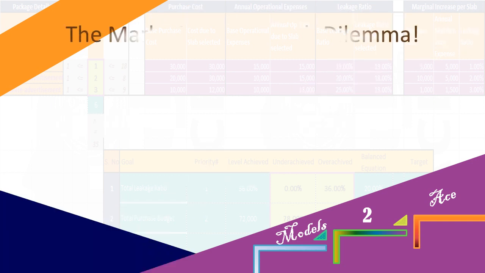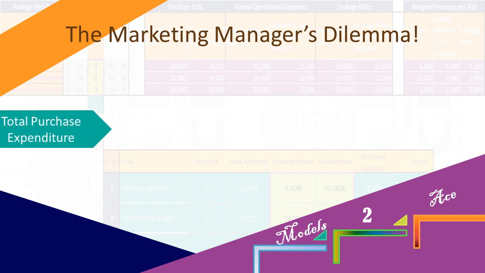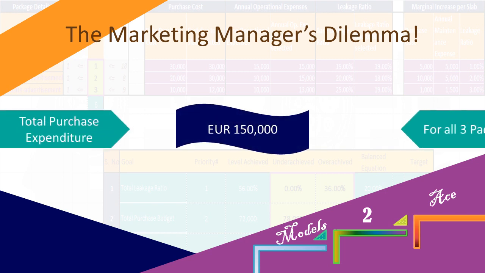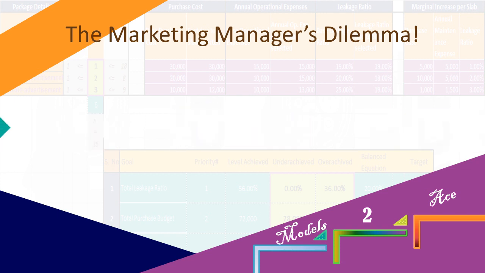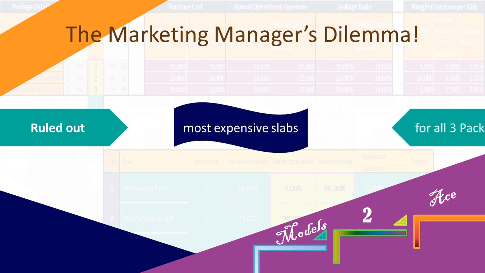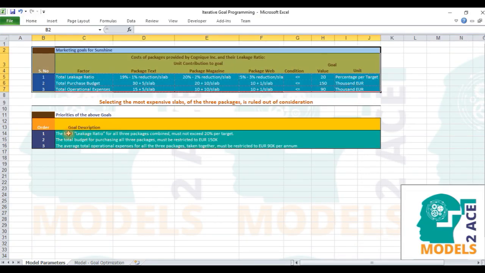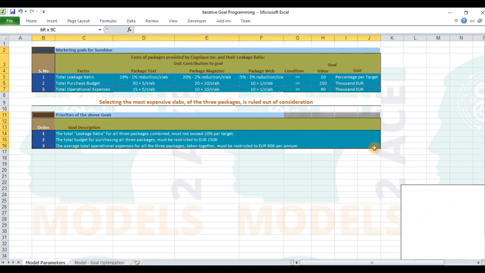Finance has given the guideline to plan for a total expenditure of €150,000 for all 3 packages taken together. This immediately ruled out using the most expensive slabs of the 3 packages. Let us walk through the sections in the spreadsheet-based model.